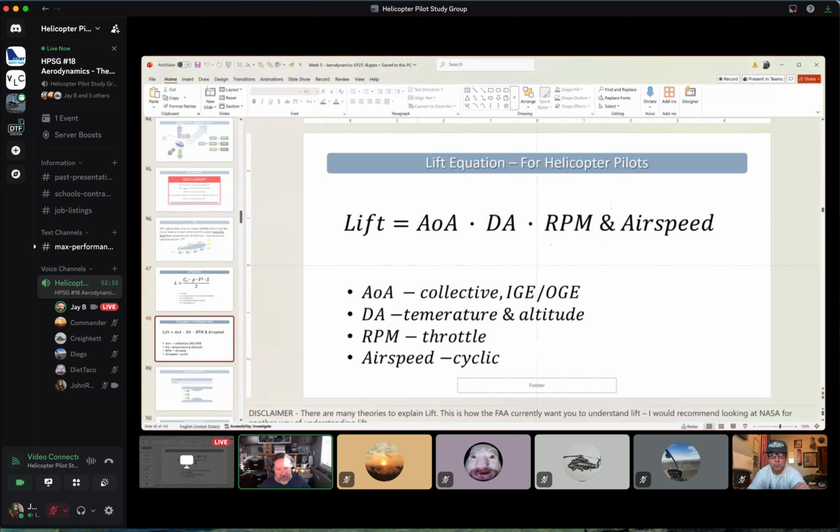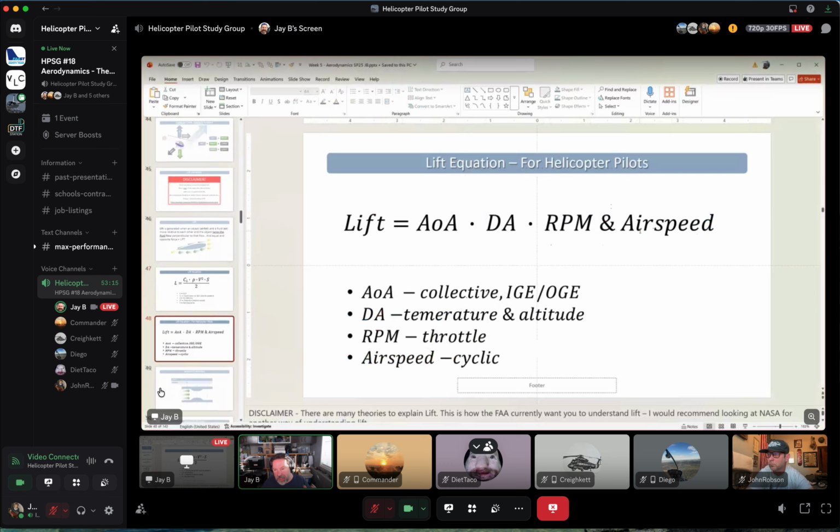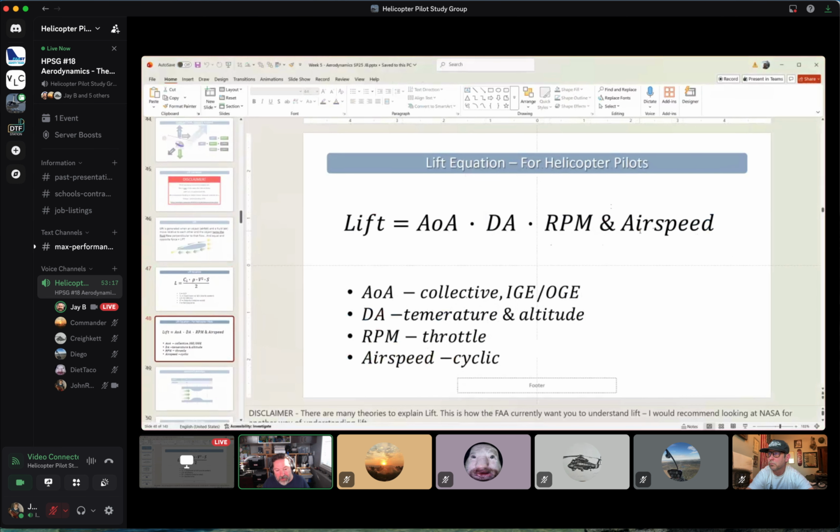RPM, the main thing there is maintaining top of the green, or whatever aircraft you're flying, and being really cognizant of low RPM and avoiding that situation. And throttle is the primary control on that. And then airspeed, that's everything. That should really be underlined, because RPM and airspeed, those are the velocity squared again, right? Those are the really critical factors in lift generation. That's my little lift equation spiel.